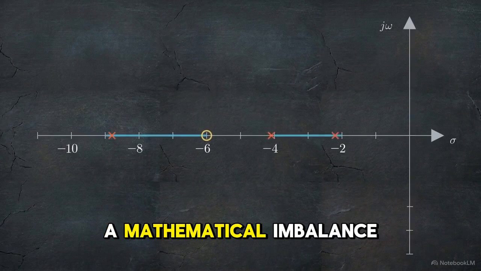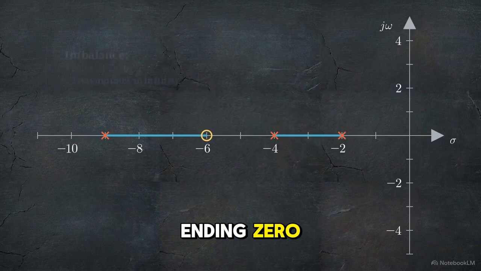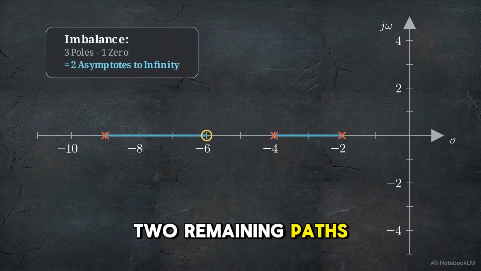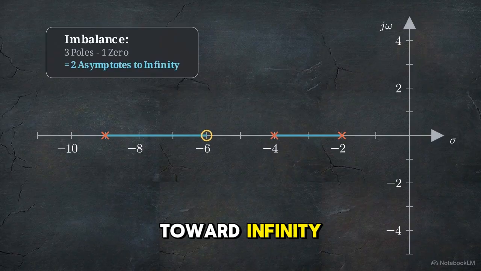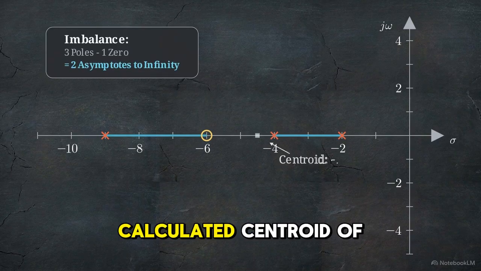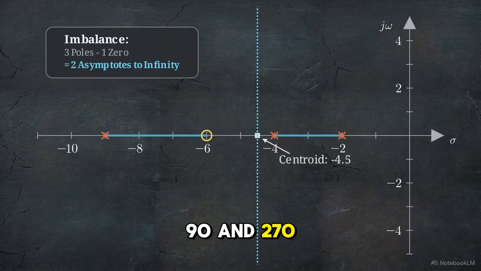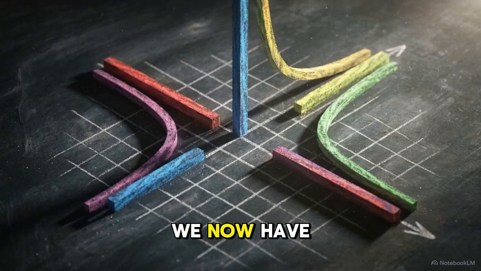But we have a mathematical imbalance. There are 3 starting poles, but only 1 ending 0. That means the 2 remaining paths must travel outward toward infinity. They follow predictable escape routes called asymptotes, anchored at a calculated centroid of -4.5, shooting out at 90 and 270-degree angles. We now have the basic skeleton of the system and its escape routes.